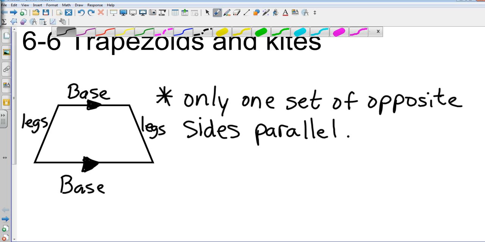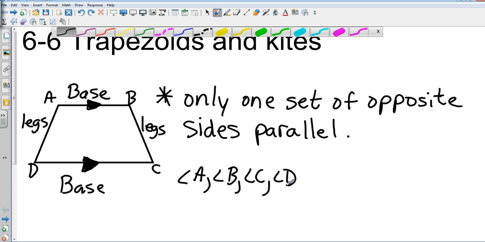If I labeled this A, B, C, D, then angle A, angle B, angle C, and angle D, those are all called base angles. And because it's a quadrilateral, obviously all of the angles would add up to be 360 degrees. Again, a base angle is where a leg comes together with a base, and those are the vertices there.